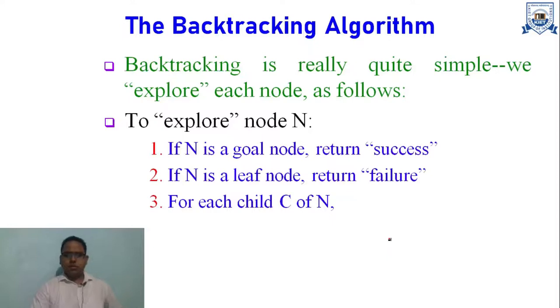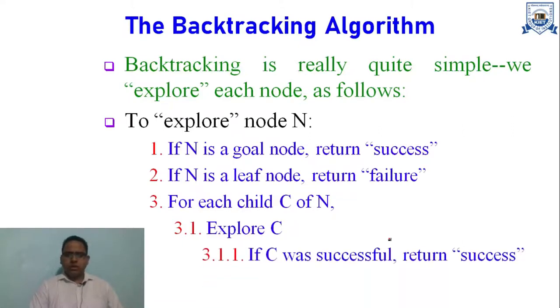Then for each child of that node, we again explore the children of that node, which means we are going towards the depth from that node. Again, if a child of that given node is our desired node or desired path, that is our successful path, so we return success. Else we return failure if we don't find the correct or suitable path. So this is the simple backtracking algorithm, just going deeper and deeper, like a depth first search approach.